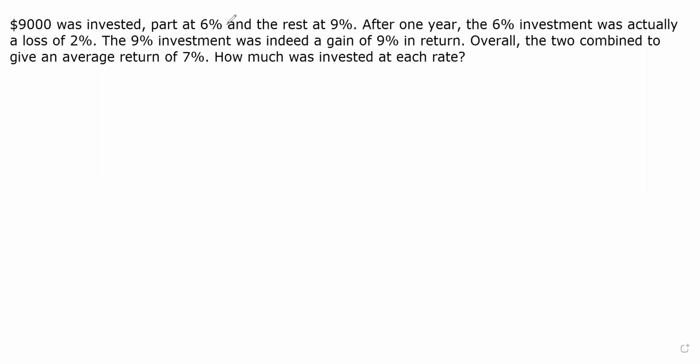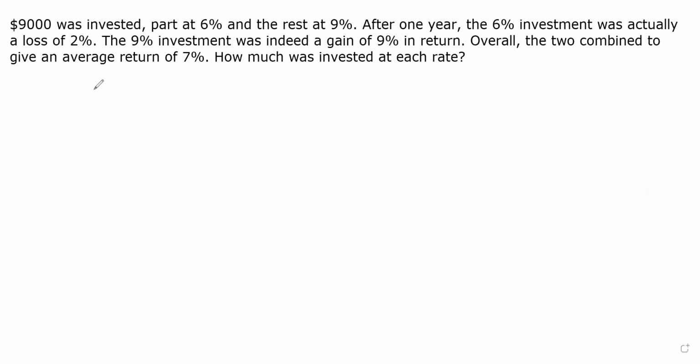$9,000 was invested, part at 6% and the rest at 9%. After 1 year, the 6% investment was actually a loss of 2%. The 9% investment was indeed a gain of 9% in return. Overall, the two combined to give an average return of 7%. How much was invested at each rate?